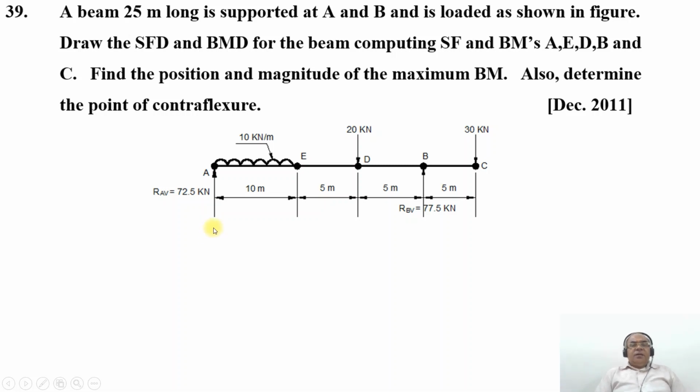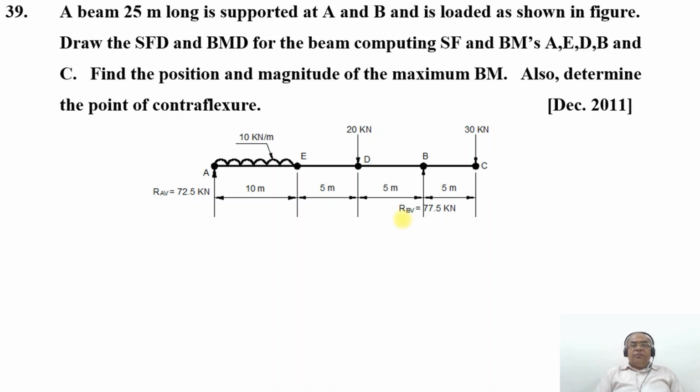So first, we have here a 10 kilonewton per meter between A and E having a span of 10 meters. Then a 20 kilonewton acting downwards at the point D, which is 15 meters from A. And then you have a support reaction at the point B, which is 20 meters from A. And we have 30 kilonewton, which is acting at the point C, which is 25 meters from A.